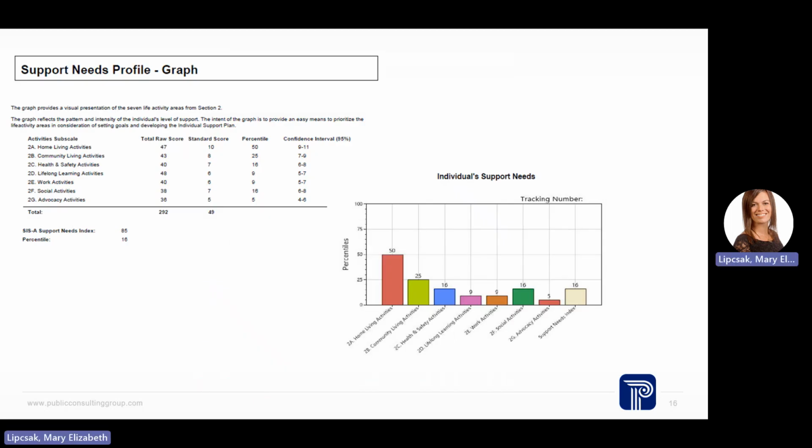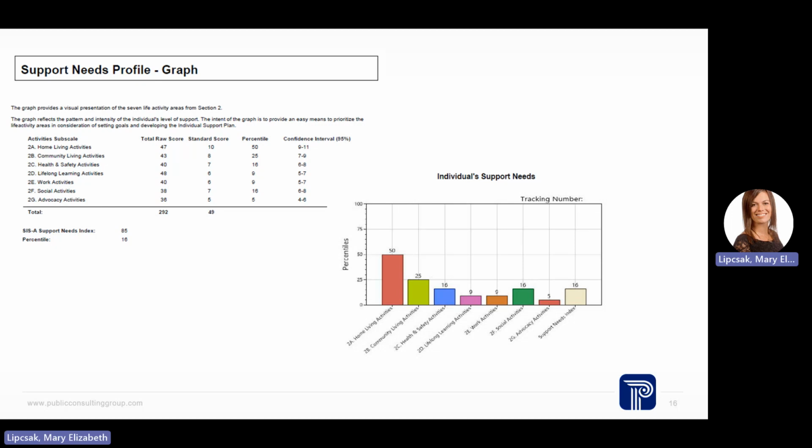On this slide, the SIS-A Second Edition report also includes a support needs profile graph. It provides a visual snapshot of a person's support needs across the 7 life domains and a summary score called the Support Needs Index number. As previously mentioned, the raw scores are the total number of points received in each subscale of Section 2. The raw score is then changed into standard scores.